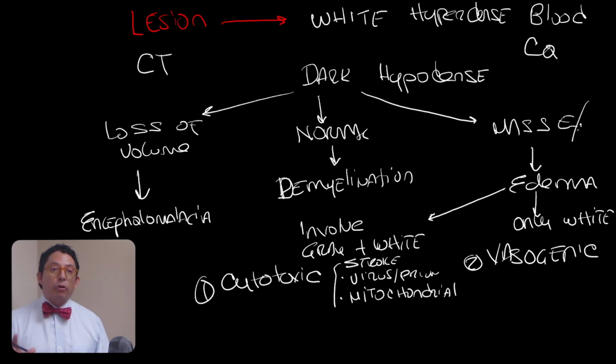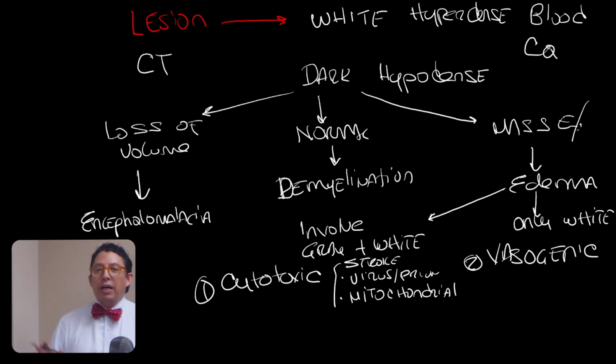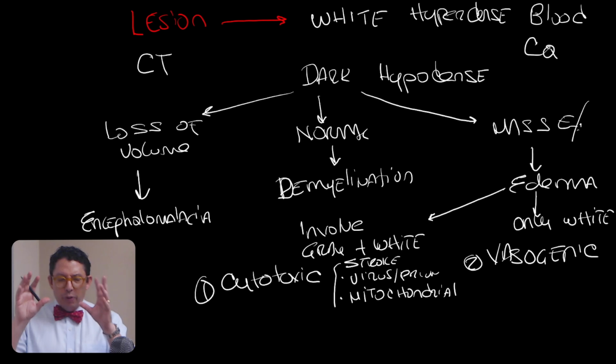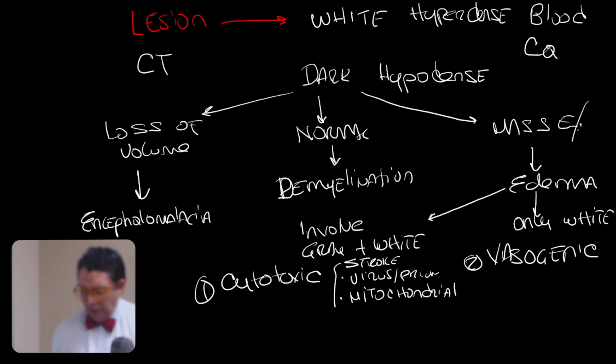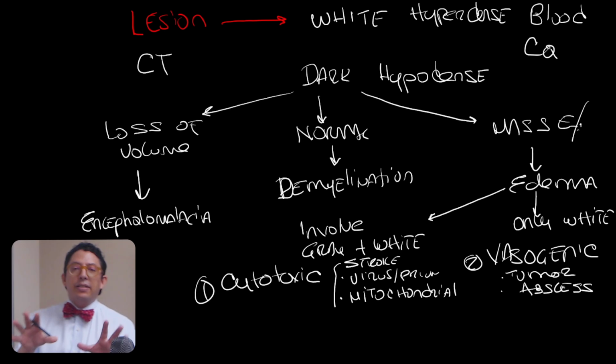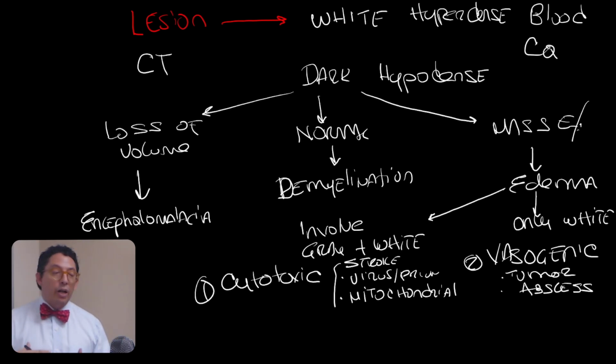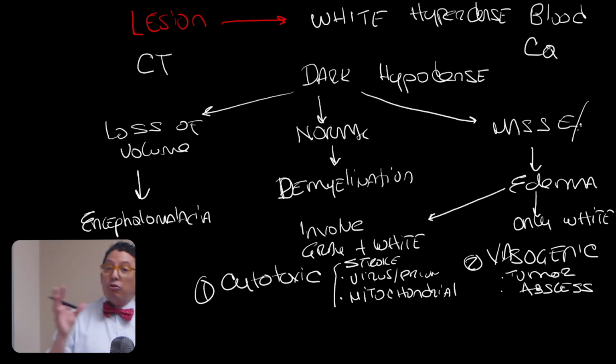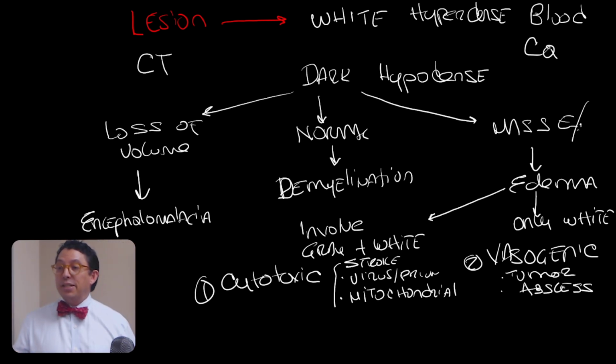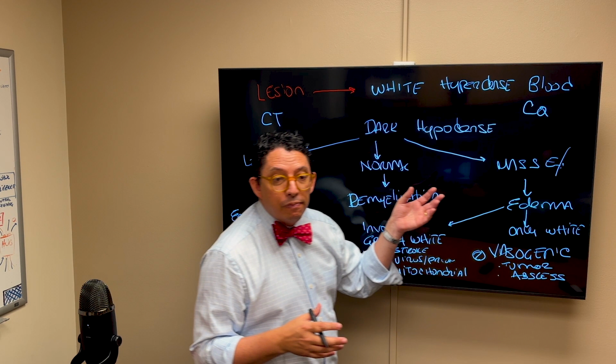And when you think about vasogenic edema, you have to think about two diseases, especially because these are mass effects. You have to think that there could be a tumor or there could be an abscess. There are other things that give you vasogenic edema, but those are the main two. And we're going to go through this, but mostly if you have a lesion in the brain, this is the algorithm you should follow.